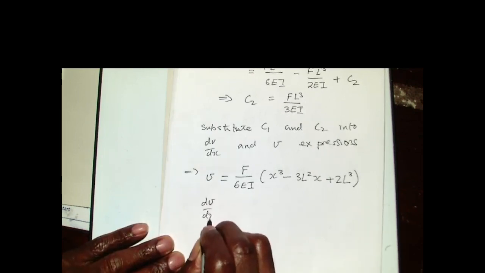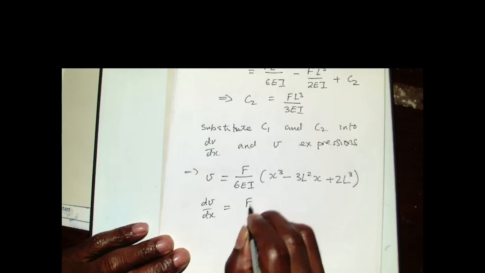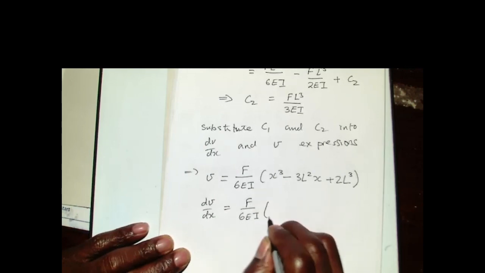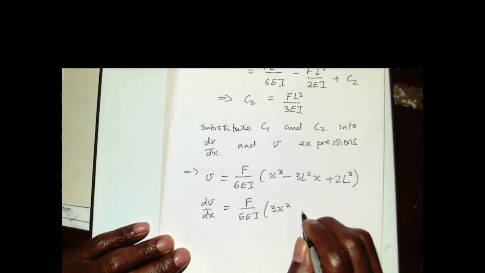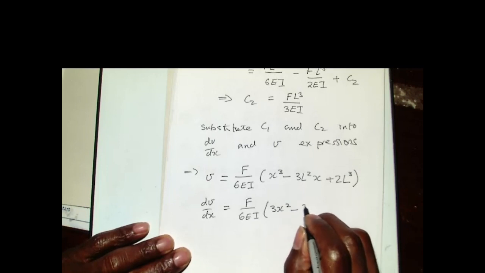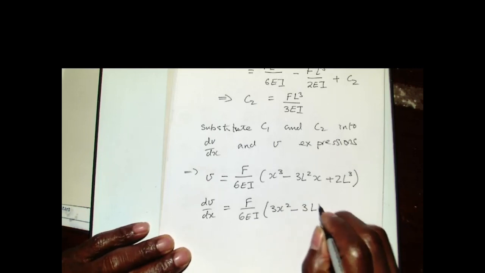Okay. And dV/dx, which is the slope, is F all over 6EI times (3x squared minus 3L squared).